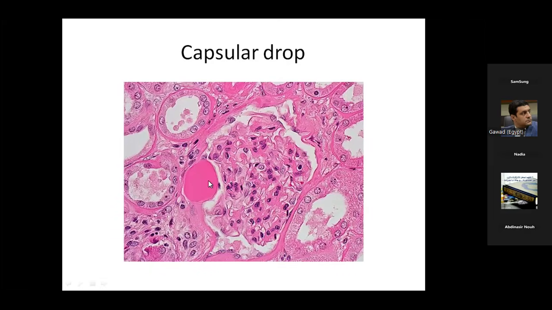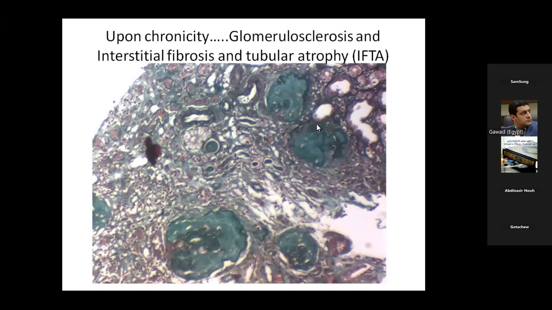Another histopathologic character is the capsular drop, or the hyaline deposition here, which causes the Bowman capsule to appear like that. And another, that's upon chronicity, the glomerular sclerosis.